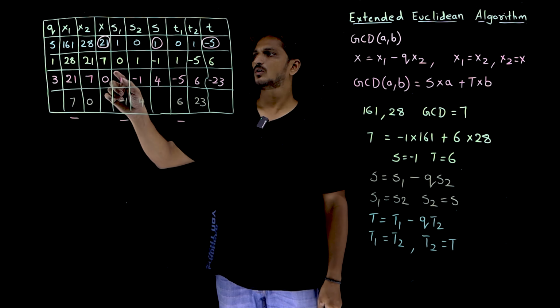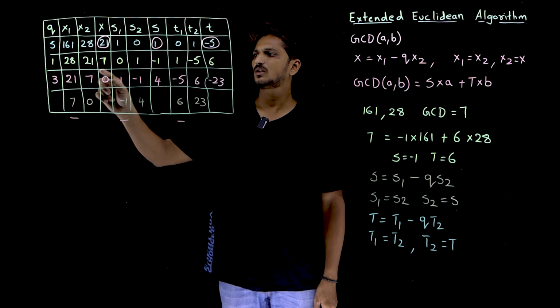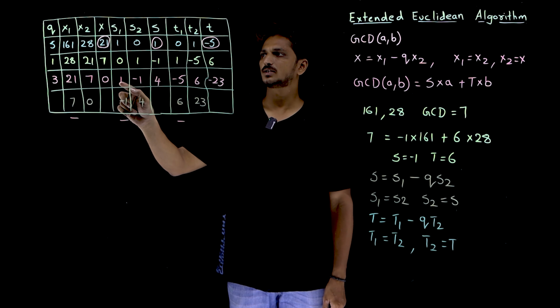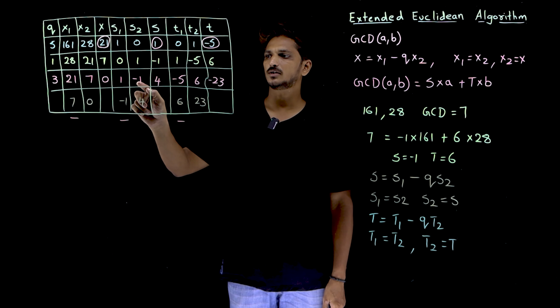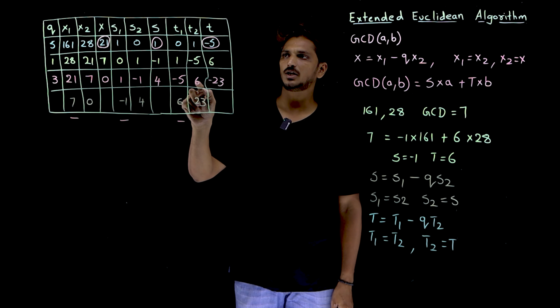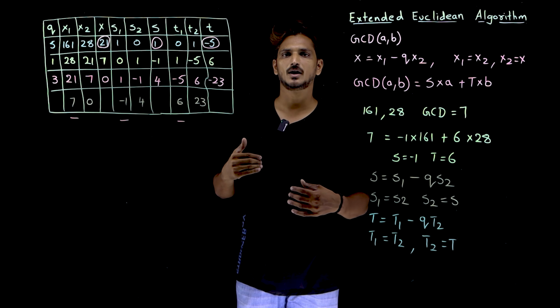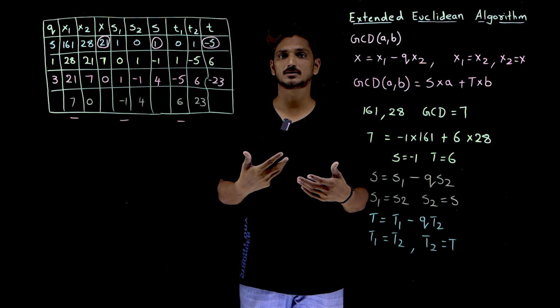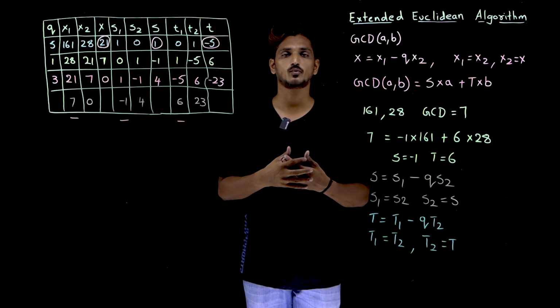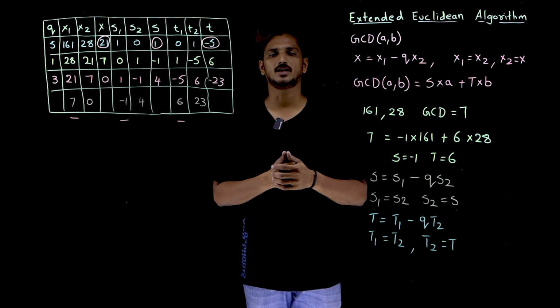Again repeat. Now X2 will become X1, X will become X2, S2 will become S1, S will become S2, T2 will become T1, T will become T2. Again repeat. How long we have to repeat this? Until you get the remainder value 0. That is what we used in finding the GCD.